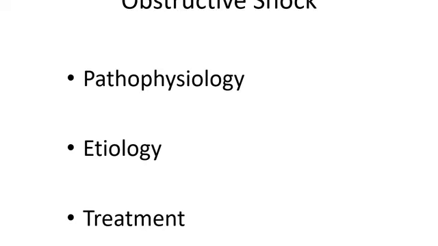We need to put in a chest tube. We need to drain the pericardial sac. We need to treat the pulmonary embolus or the pulmonary hypertension, do an embolectomy. Whatever the reason is that's obstructing the function of the heart, we have to get rid of it.